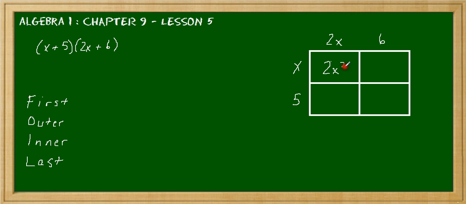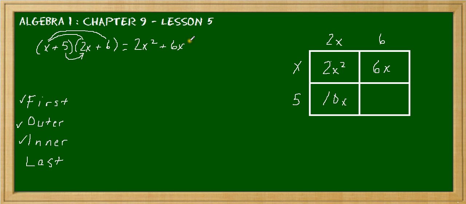Now, before we move on here, let's go over to this side and do our first, outer, inner, last. We have x times 2x, so we'd have 2x squared. Okay, so we did our first. Now we do the outer, so it'll be x times 6, right? So we're going to come all the way over here, and we have x times 6. So we have 6x. It's positive, so we just add plus 6x. Now we're going to do the inner. 5 times 2x would give us 10x.